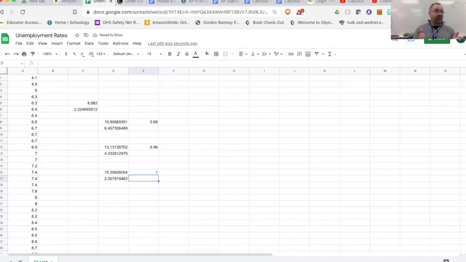68% exactly within 1 standard deviation. Go to 2 standard deviations, it's 96%. That's pretty close, right? Off by 1%. And at 3 standard deviations, it's 100%. We're only off by 0.3%. So far so good. I think that makes a really good argument that we could use the normal distribution to model the unemployment rates for the states in any given month.